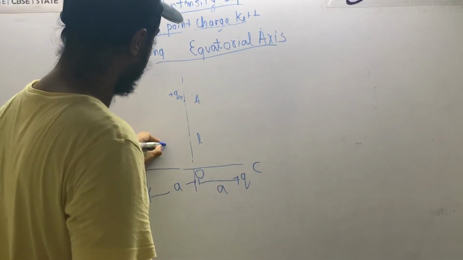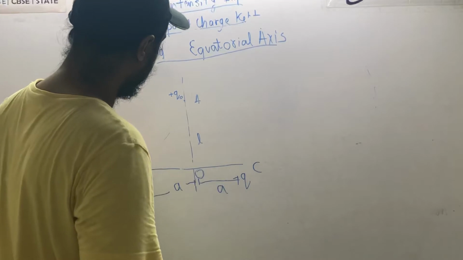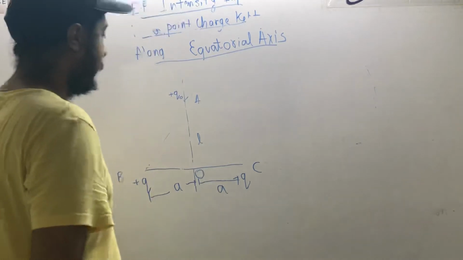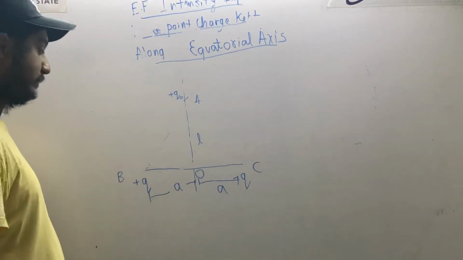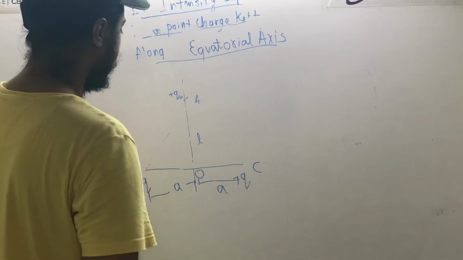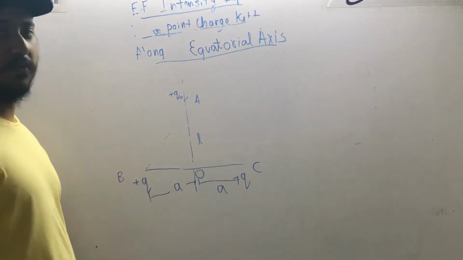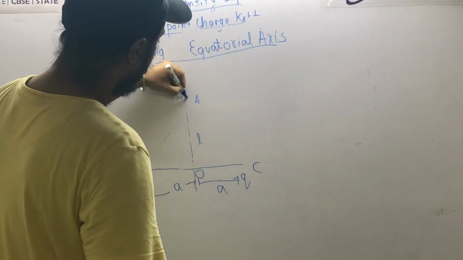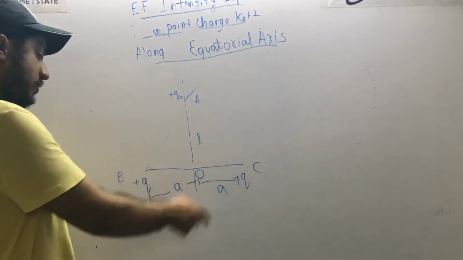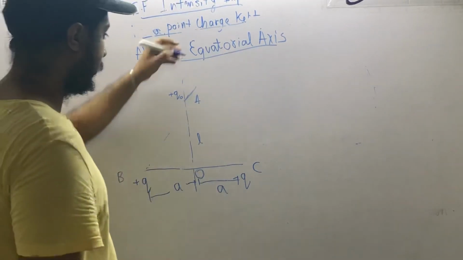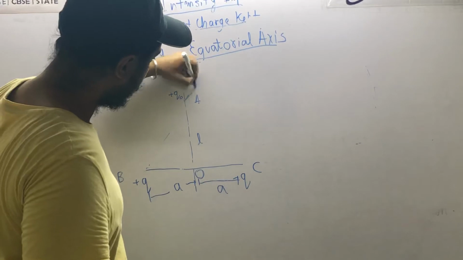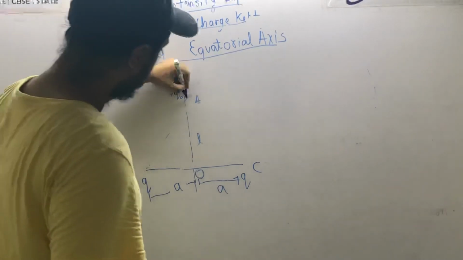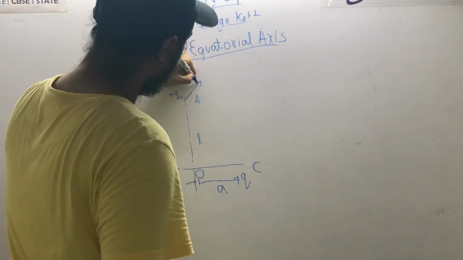Now what will happen is, due to this first charge plus Q, there will be an attractive or repulsive force. There will be a repulsive force. This is also plus and this is also plus. Since both are positive, there will be a repulsive force. So the field of this charge will try to repel this Q naught. It will be somewhat like this.